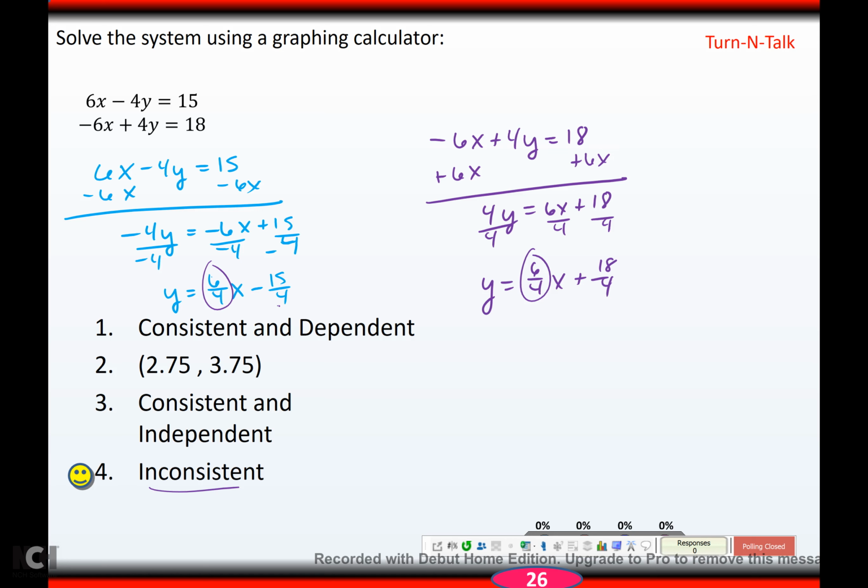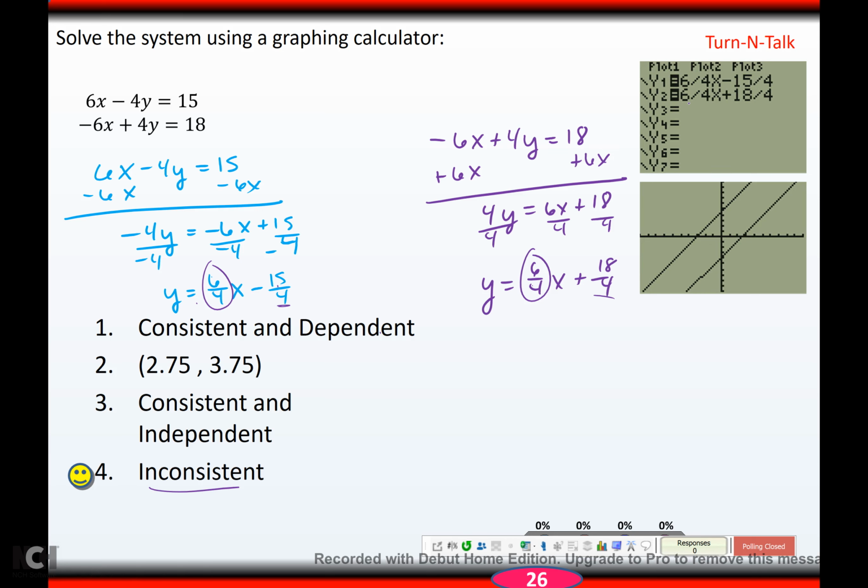Well, if they're parallel and have different y-intercepts. If both of those match, then it's the same line, and it would be 1. But these have the same slope but different y-intercepts, which means they are parallel. If I typed them both in, they're parallel, which means no solution, which means the system is inconsistent.